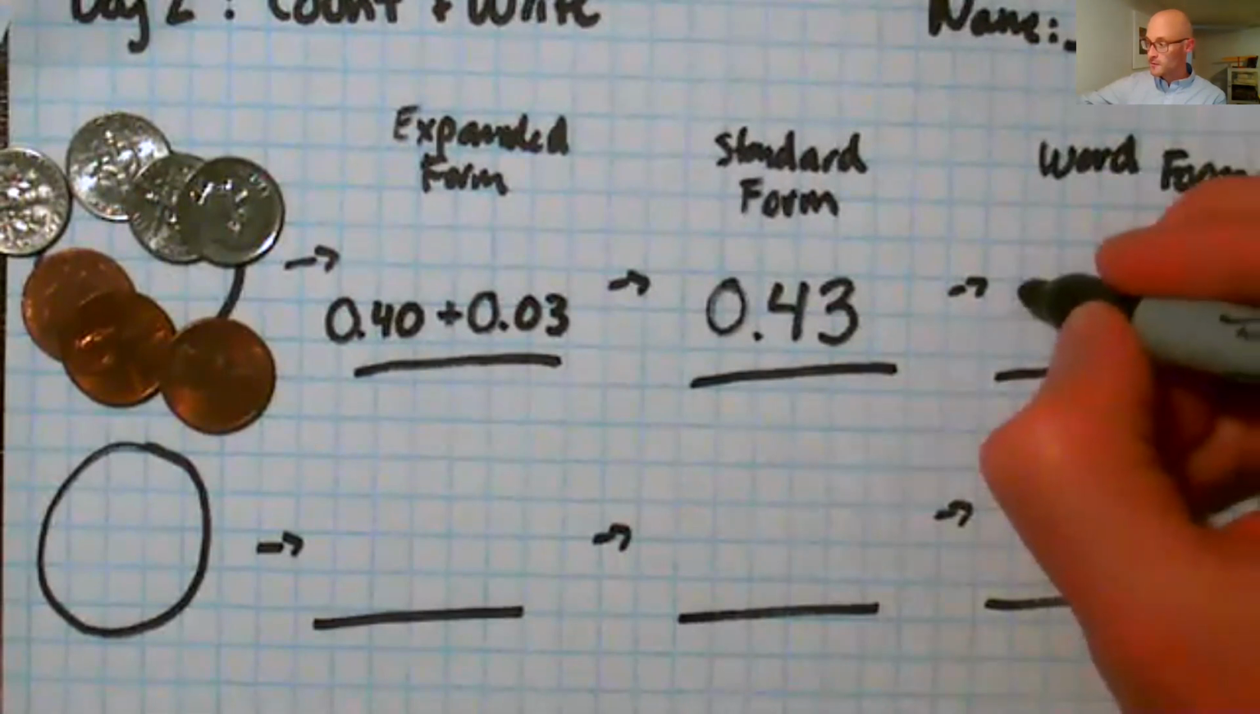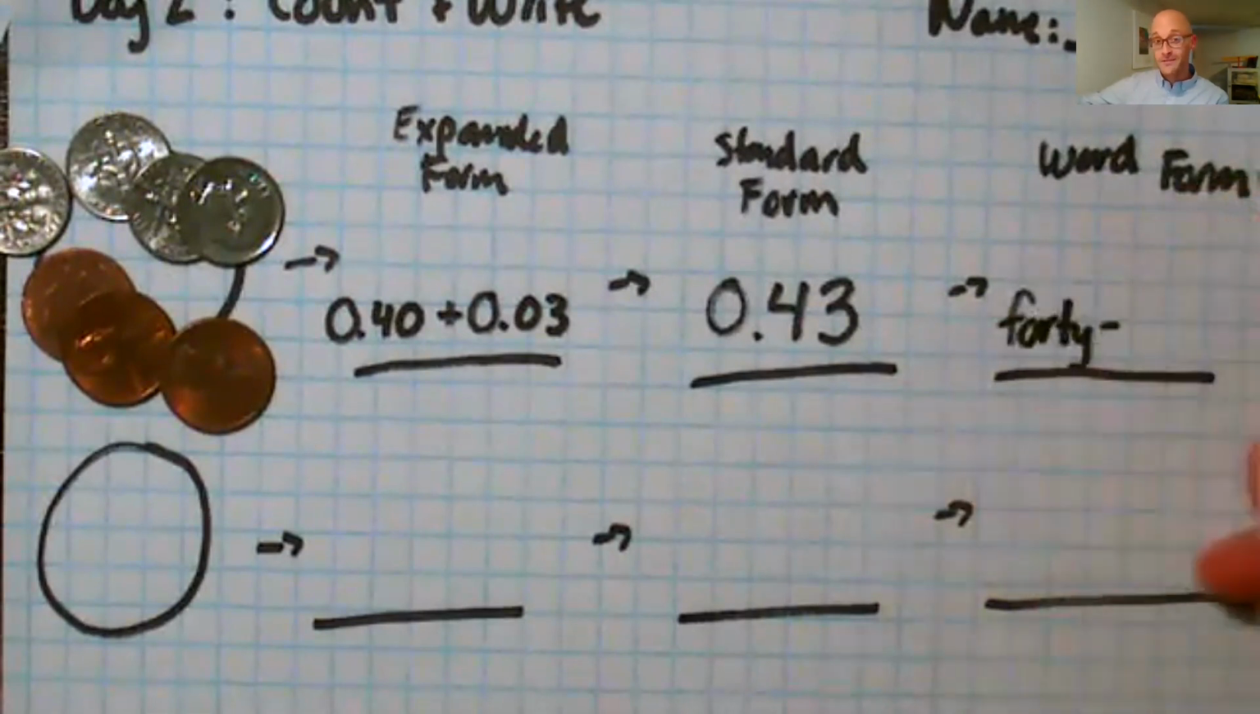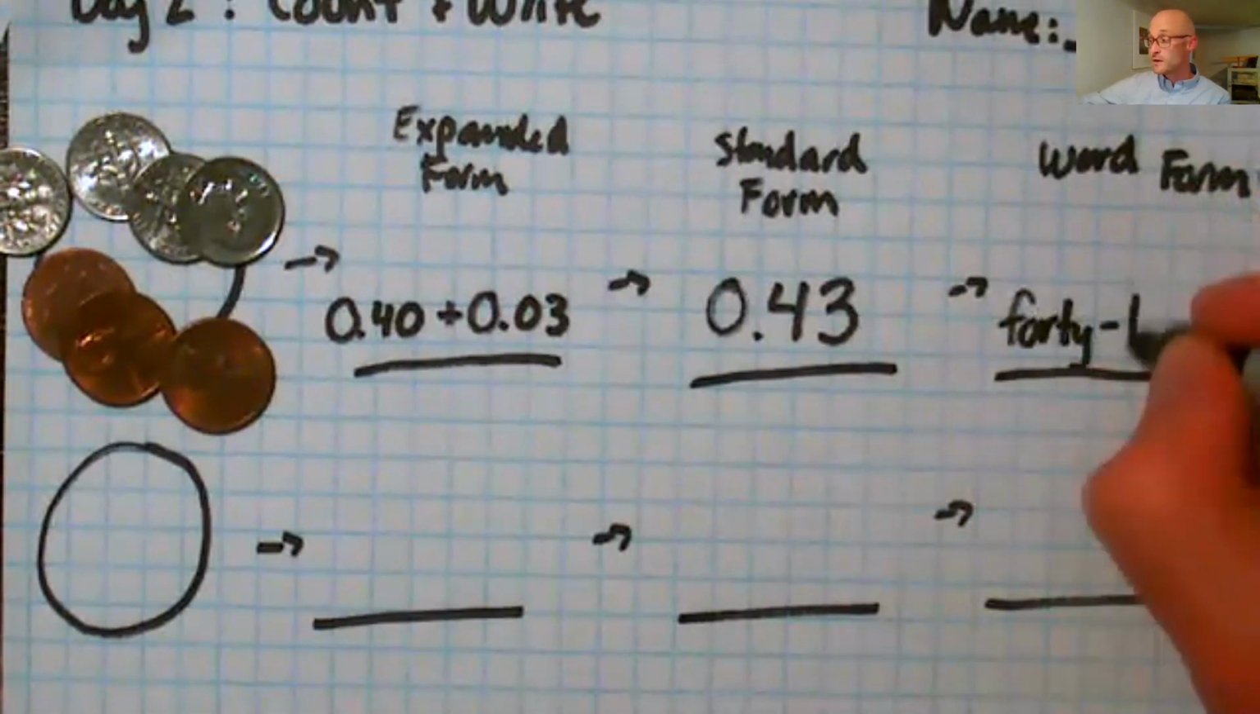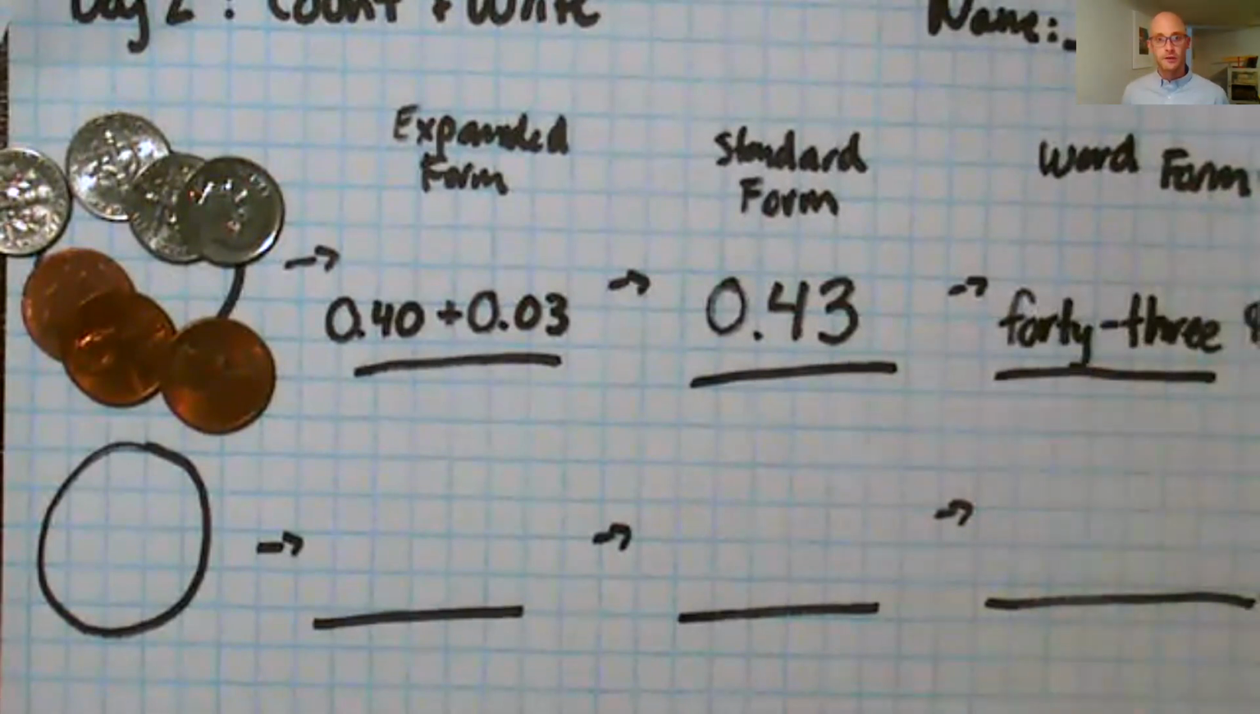So we're going to write 40, and then we're going to put a hyphen because 2-digit numbers have a hyphen in between when we write them out in word form. 43. And today we're just going to write this little cent sign. We're really just practicing writing that number 43 in word form.